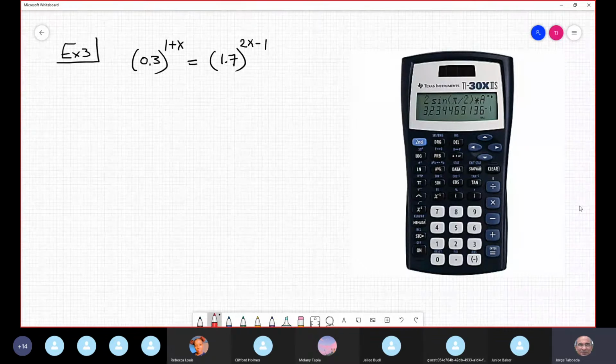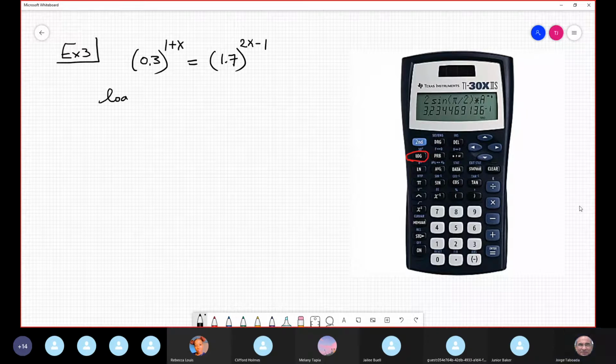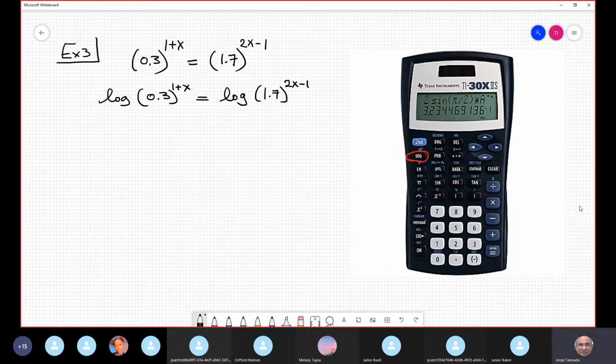So, one more time, we're using the common logarithm, LOG. Let me apply it to both sides: LOG of this and LOG of this. And one more time, we apply property number 7. Property number 7 allows the exponent 1 plus x to go to the front like that: 1 plus x.